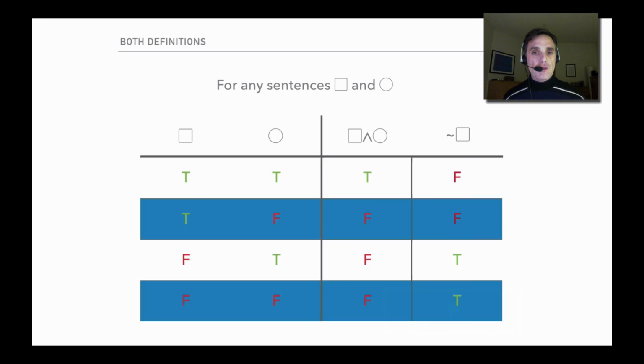Okay. So if we put those two together, then we can see this one table contains all the information we had on the previous two. It tells us when box and circle is true and when box and circle is false, and it tells us when negation box is true and when negation box is false. So there it is. It tells us what box and circle mean, and so that's how we can calculate what box and circle's truth values are, or what negation box's truth values are. It tells us how the conjunction works, how the negation works, what they mean.